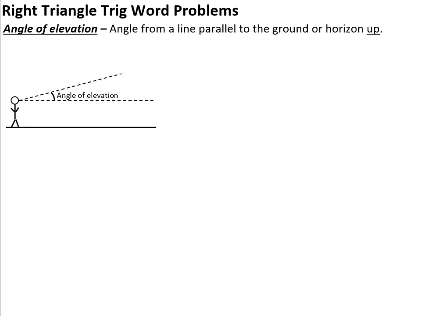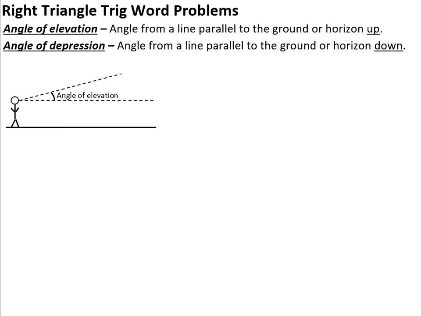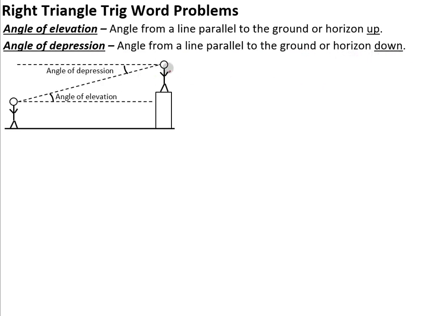Okay, the other one we're going to talk about is called the angle of depression. Okay, the angle of depression is the exact opposite. It's an angle from a line parallel to the ground or horizon downwards. So say we have a person here, from their eye level or line parallel to the ground, the angle they're looking down at the other person would be referred to as the angle of depression. So going down, angle of depression, going up, angle of elevation.